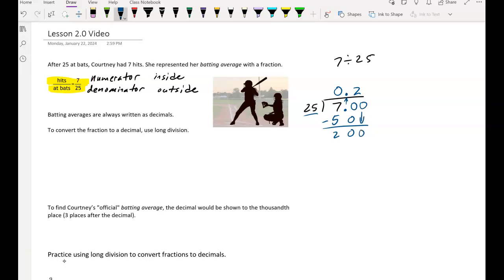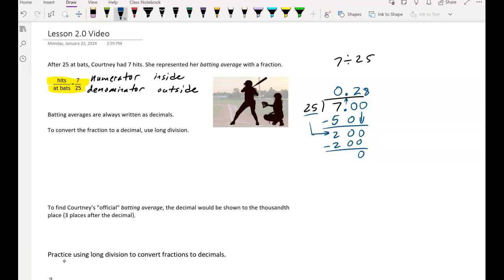Now, if we bring a number down, we have to divide again. So, 25 into 200. How many times will 25 go into 200? Well, I know that's 8. 25 times 8 is exactly 200, because 25 times 4 is 100. Anyway, so 200 minus 200 is 0. We have reached the end. When we no longer have a remainder, we are done.